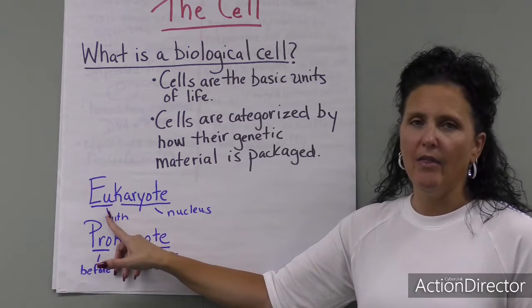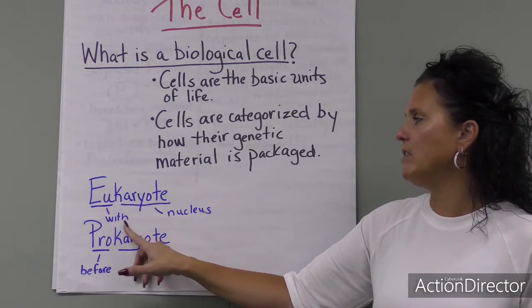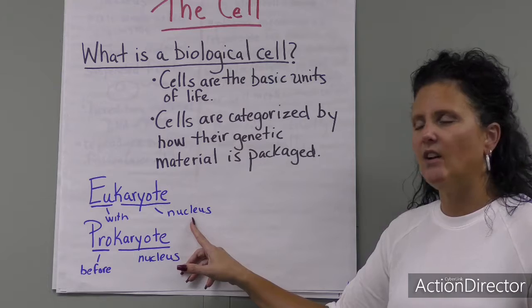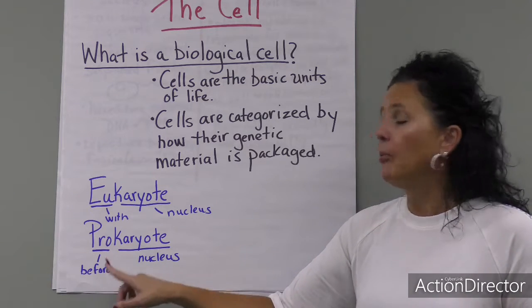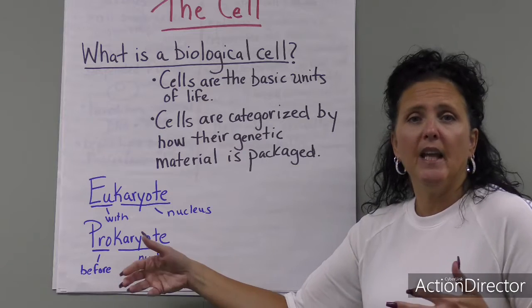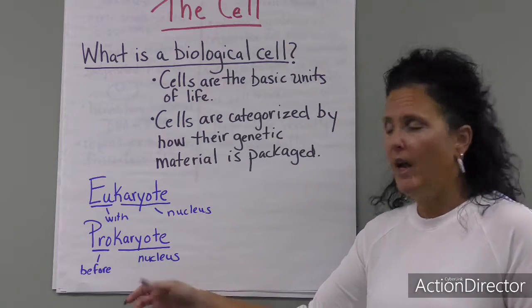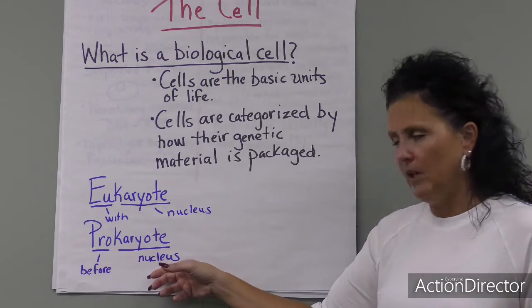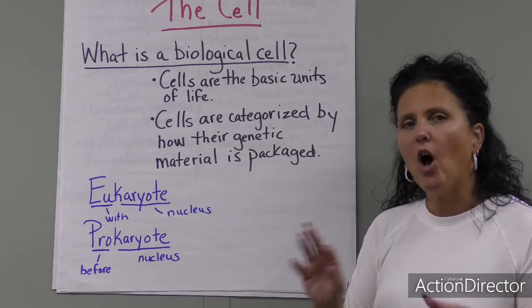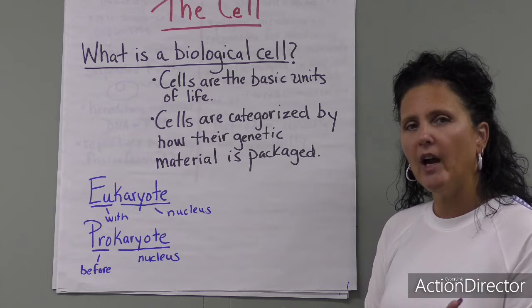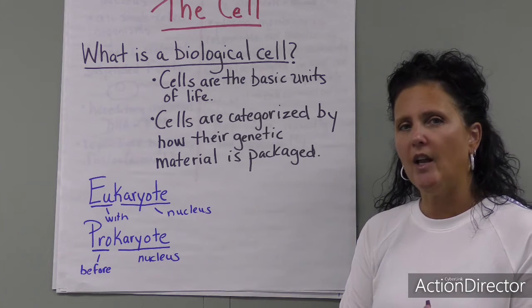Eu means with. So eukaryotes have a defined nucleus, and we're going to look at this here in a minute. And pro means before, right? The prologue to a book comes at the beginning, before the actual book starts, right? So this is before the nucleus. So they do not have a well-defined nucleus. And we break all cells down into, are they prokaryotic or are they eukaryotic cells?